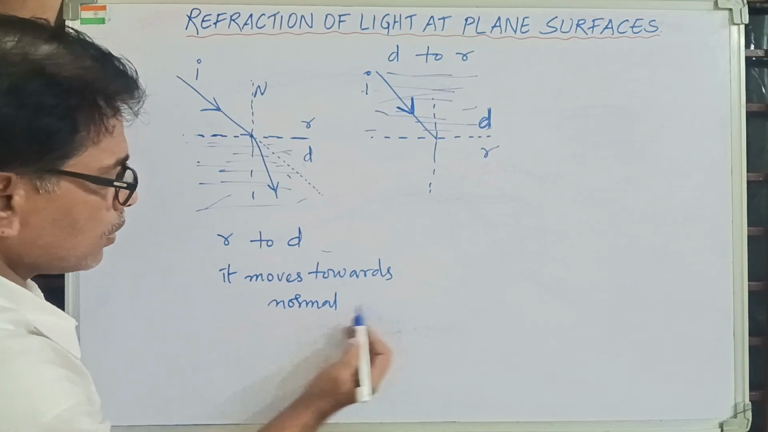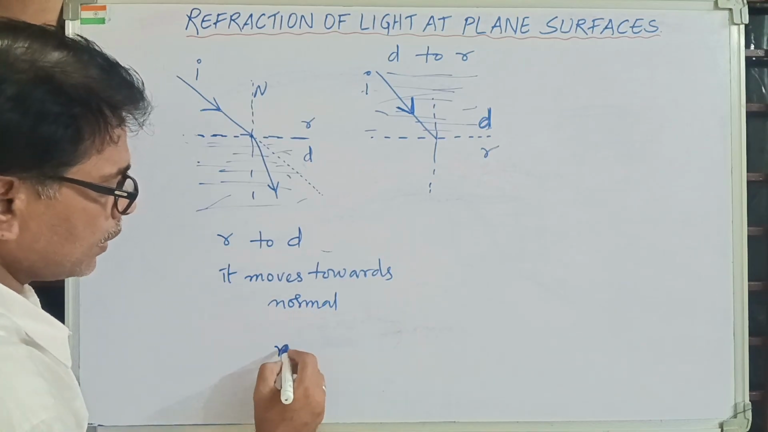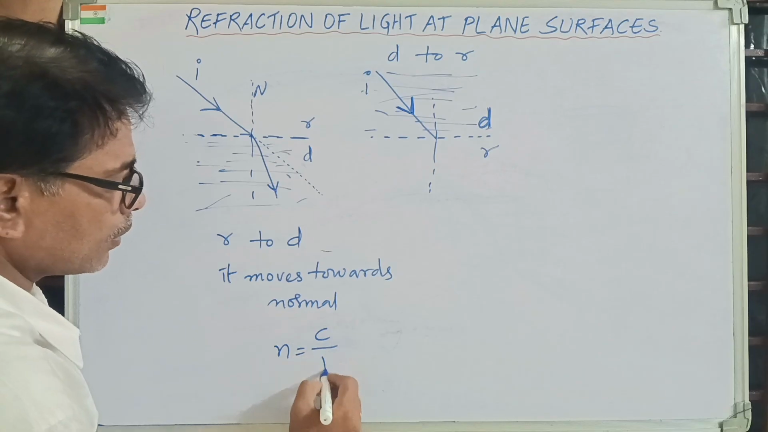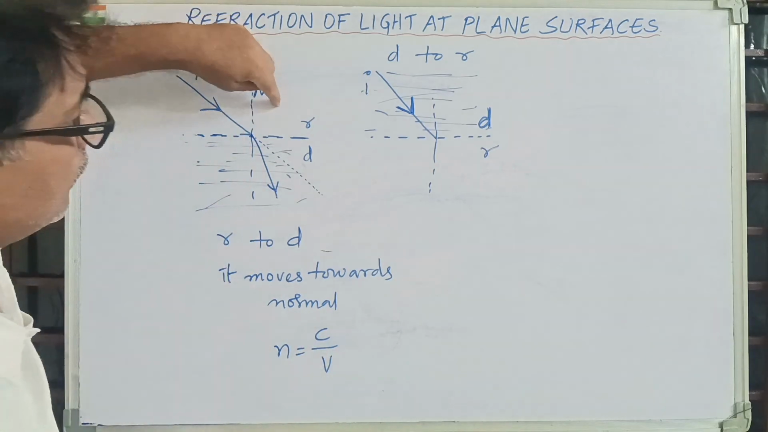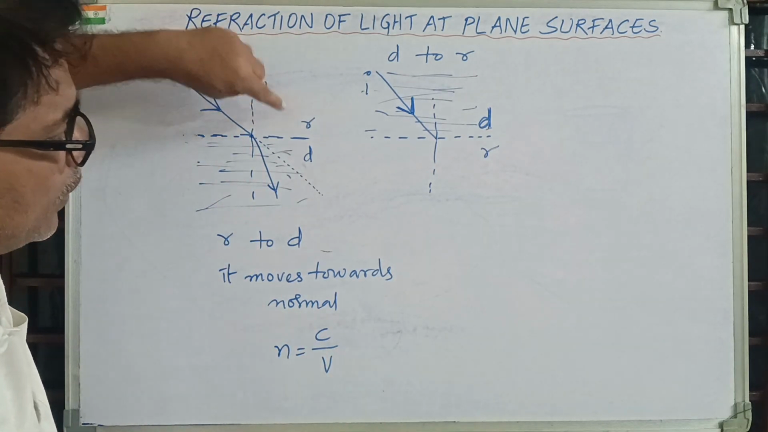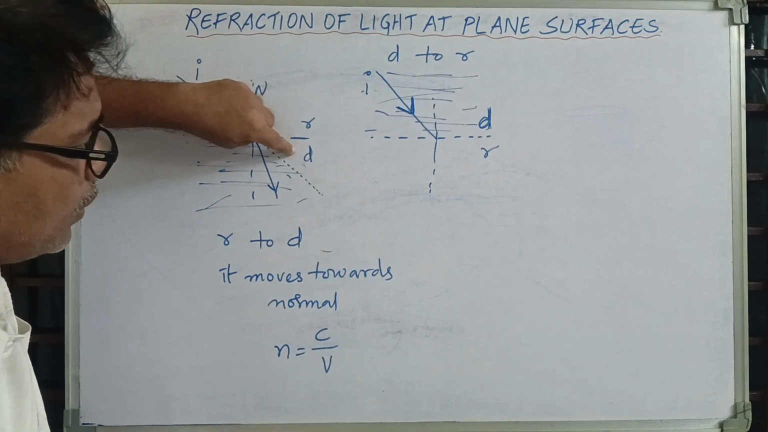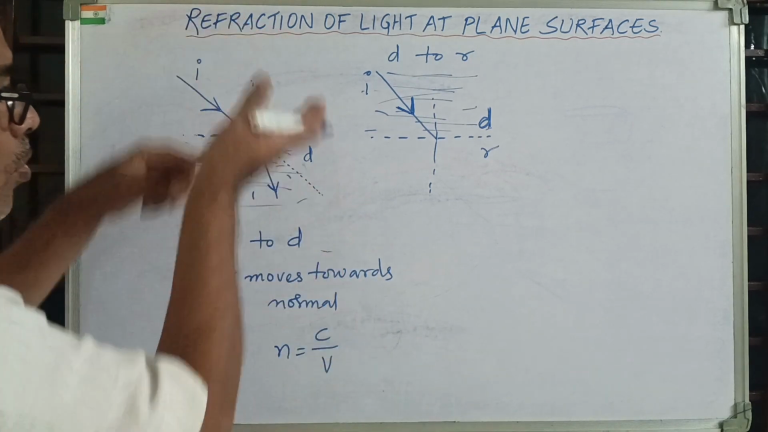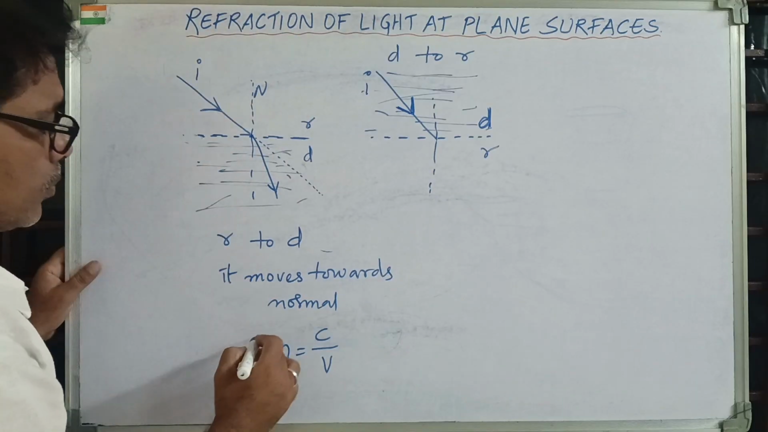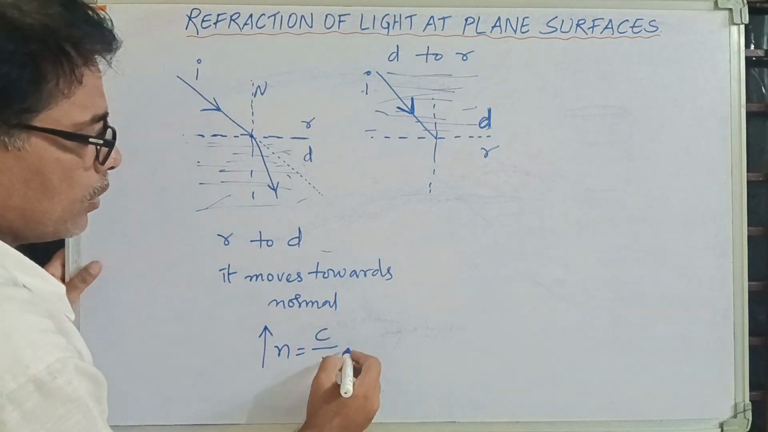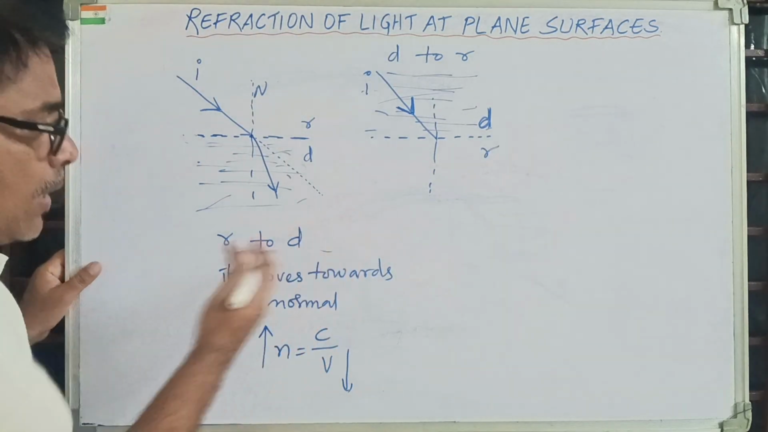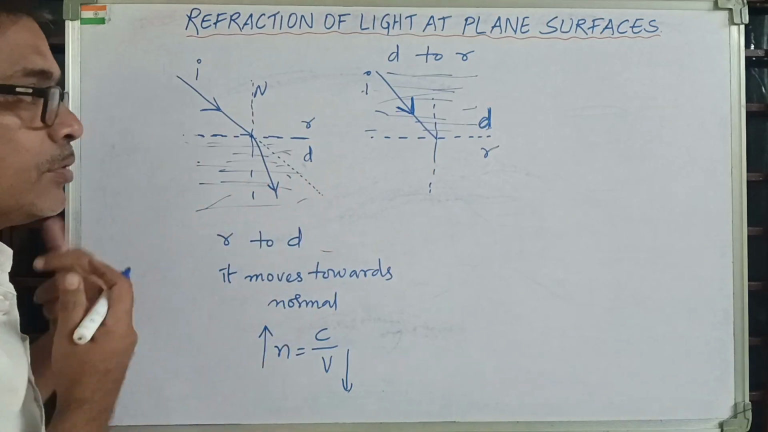Why does it move towards the normal? If you want, I will show you once again. n is equal to c by v. See, the refractive index of air is just 1. The refractive index of water is 1.33. More. Refractive index is more, so velocity will reduce. Therefore, it bends towards the normal. It will bend towards the normal.